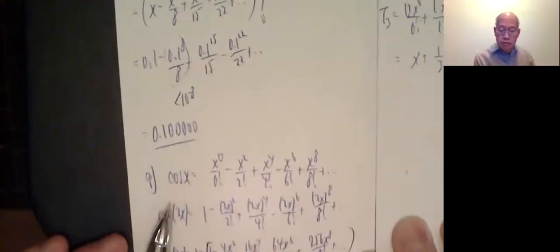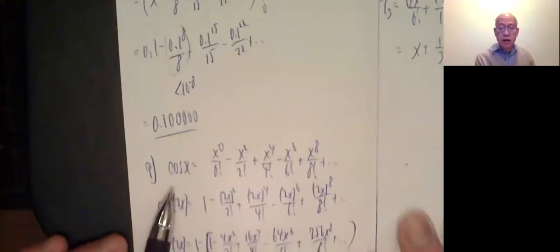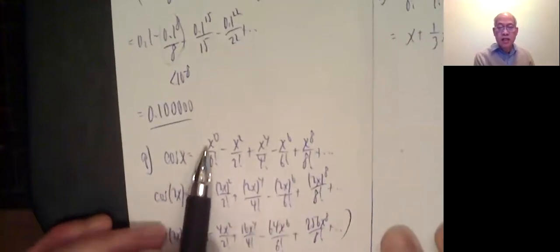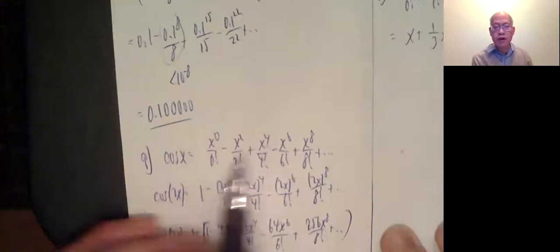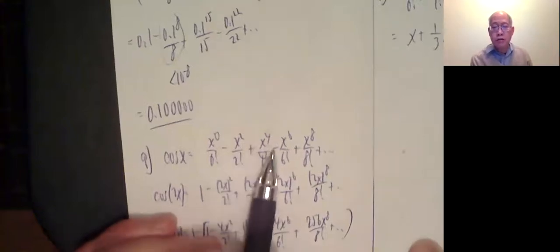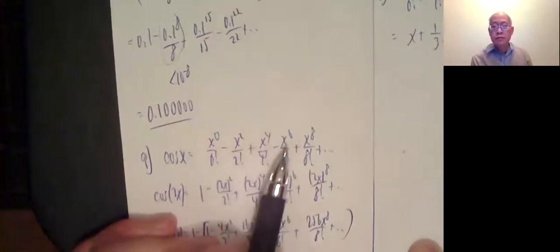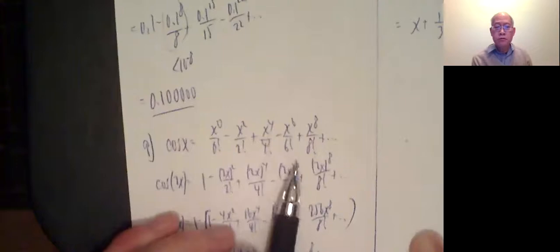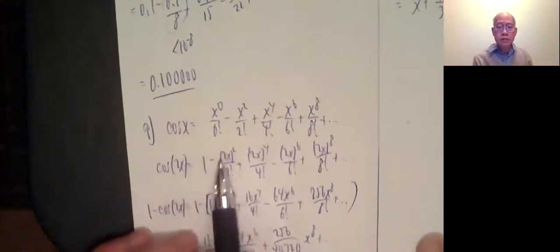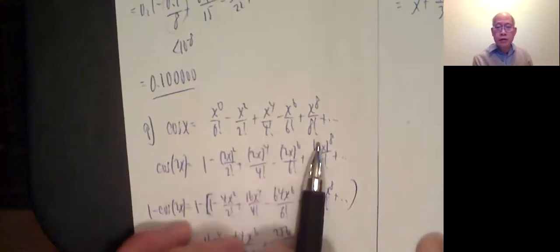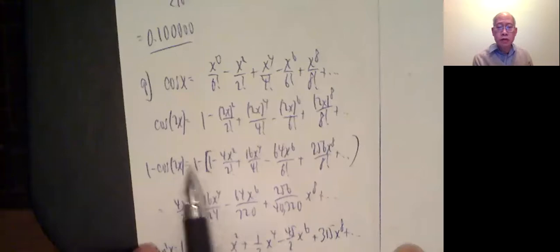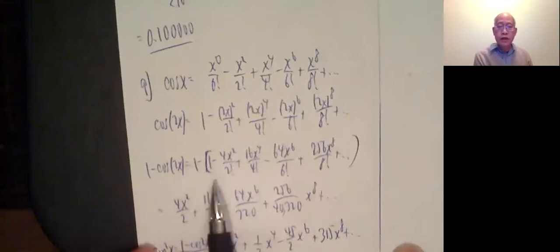Okay, number 9. So I use the fact that cosine x is x to the 0 over 0 factorial minus x squared over 2 factorial plus x to the 4th over 4 factorial minus x to the 6th over 6 factorial plus x to the 8th over 8 factorial. So for 2x, put 2x there, there, there, there. 1 minus the whole thing is 1 minus parentheses, all of that. The 1's cancel out, and then you're left with changing all of these signs.